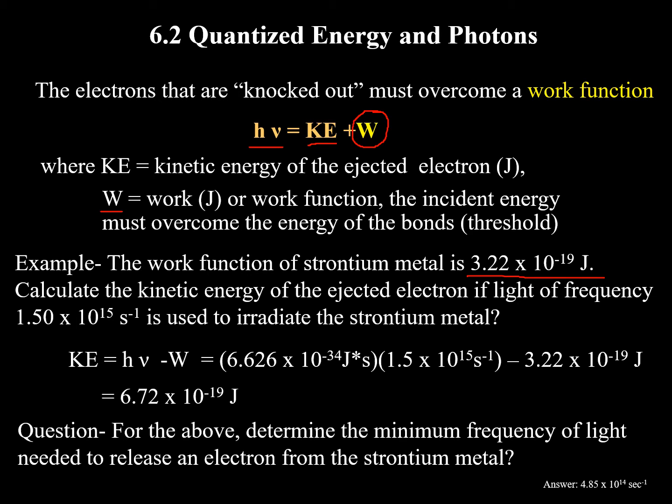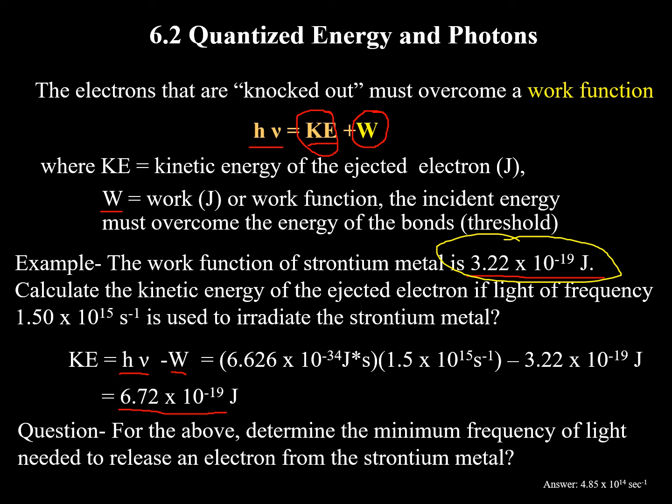So we want to isolate kinetic energy here. So we can rearrange the equation to have h nu minus the work function. So we plug in the values, and this is the energy of the electron once it leaves the metal, 6.72 times 10 to the minus 19 joules. So using the information of the work function for strontium, we can solve the next question for the above.